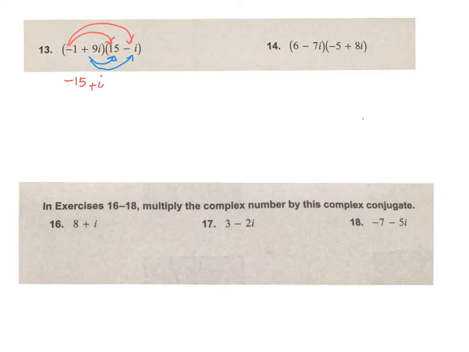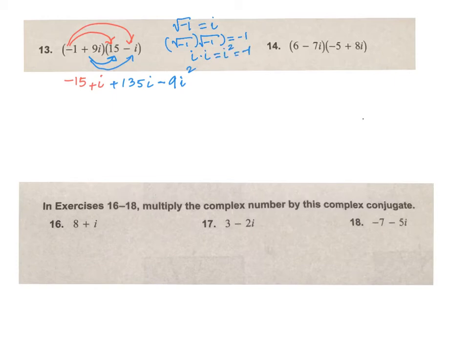When we go under, 9 times 15 is 135i. 9i times -i is -9i squared. Now remember, by definition, the square root of -1 equals i. The square root of negative 1 times the square root of negative 1 equals negative 1. So i times i equals i squared equals negative 1.